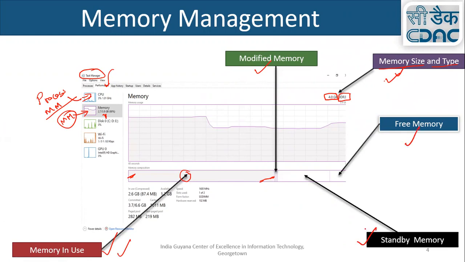So please remember this. If you open the task manager and go in the memory section, you get four things. One part is memory in use. Another is modified memory. The third is standby memory, and the fourth is free memory. Memory in use is just allocated to different processes. Free memory means that part of the memory is free. Now the point is what is modified memory and what is standby memory. So let's move to the next slide.